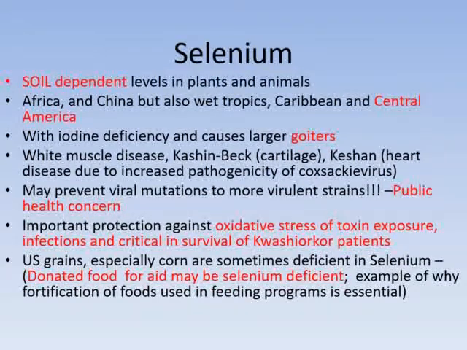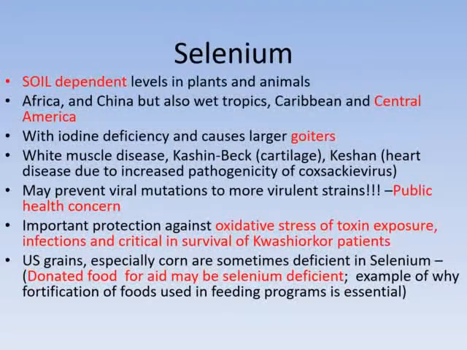populations at risk is an important public health concern because selenium repletion may prevent viral mutations to more virulent strains. So this is a little bit esoteric, perhaps, but it deserves our attention as people interested in public health, that we shouldn't overlook the possibility that deficiency may be making viral epidemics more virulent.